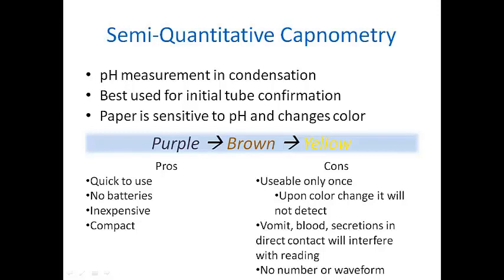Other things like vomit, secretions, and blood, when they come in contact with this paper, can cause it to change color, unfortunately. If the tube is placed into the esophagus and there's vomit that comes up the tube, it'll probably give a false reading. There's no number or waveform that we can utilize on this. It's a yes or no proposition.